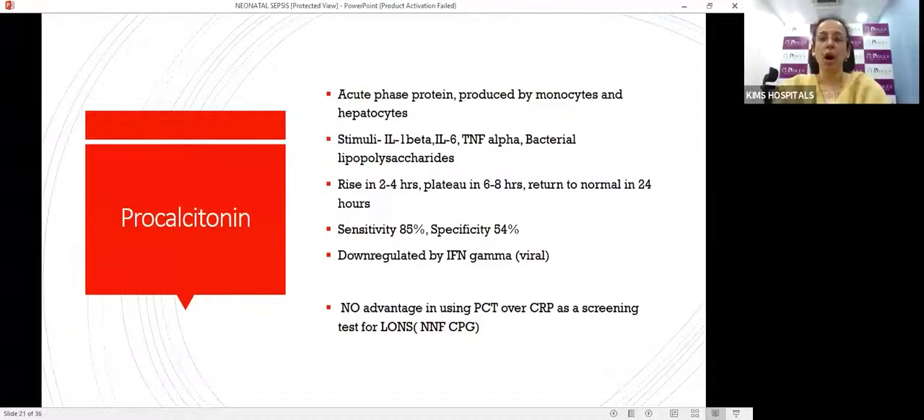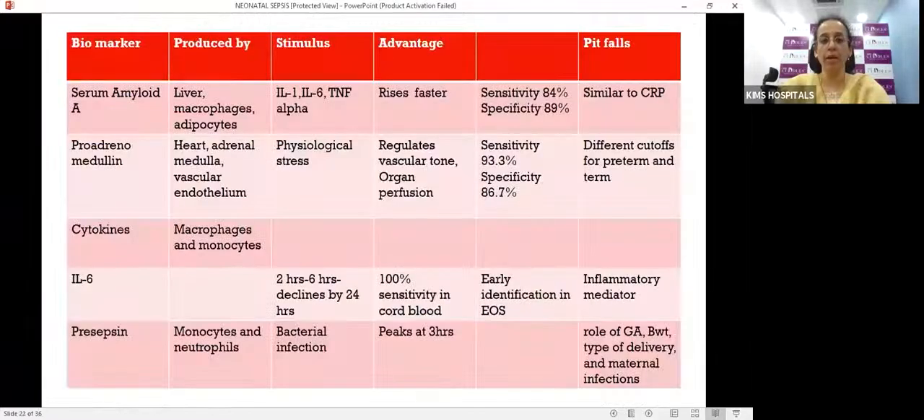So, whenever we are in doubt of a bacterial infection or a viral infection, to confirm the bacterial infection, we can send the procalcitonin and see, because procalcitonin compared to CRP is slightly more expensive. According to our NNF CPG guidelines, there is no advantage in using procalcitonin routinely over CRP as a screening test for late onset neonatal sepsis. So this also we should keep in mind.